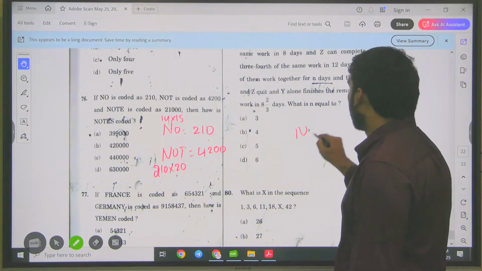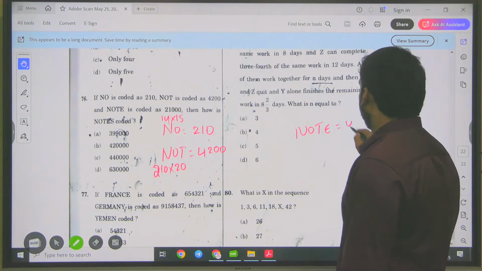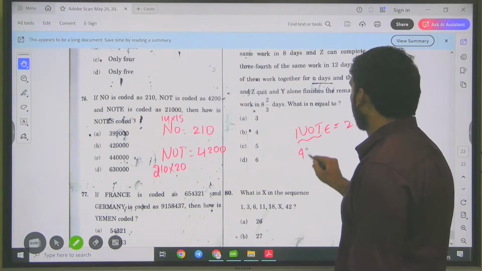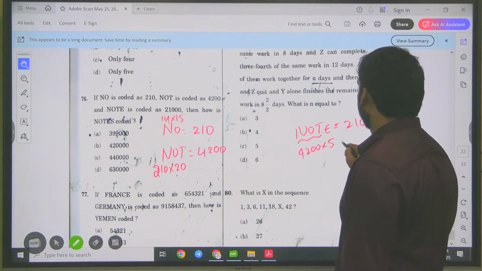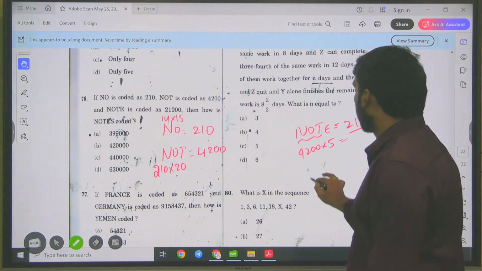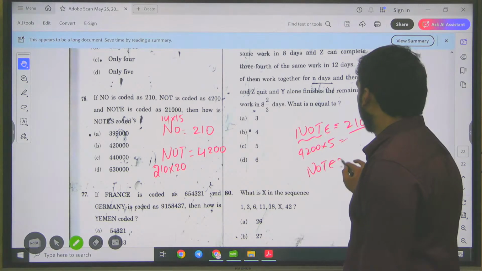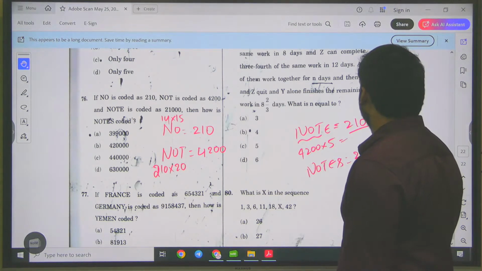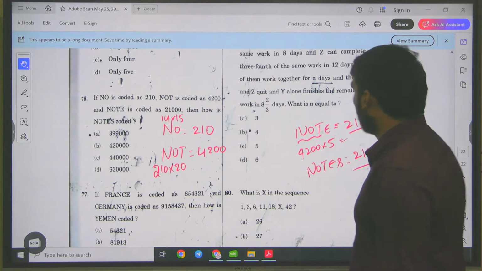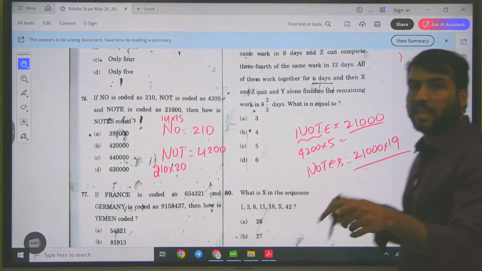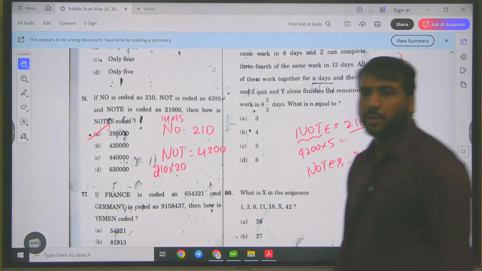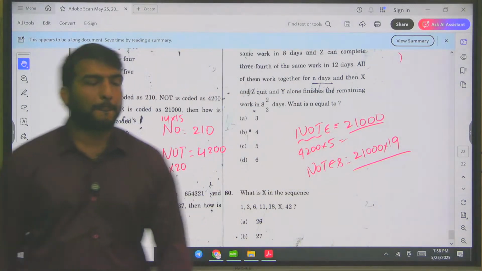Then note, 21,000. So till here, 4,200 into 5 is equal to 21,000. Next, notes, 21,000 into 19. 19 into 2 is 38. 38 plus 19, 39. Option A. No need to do the entire thing.